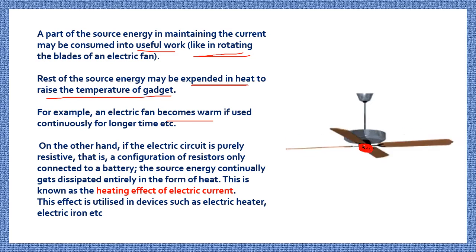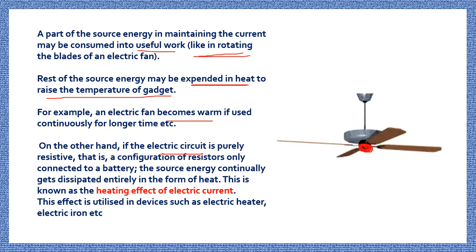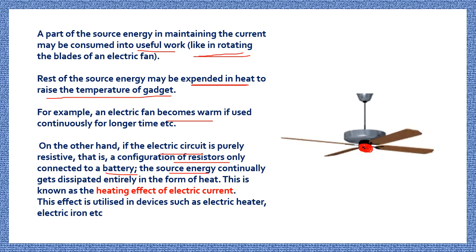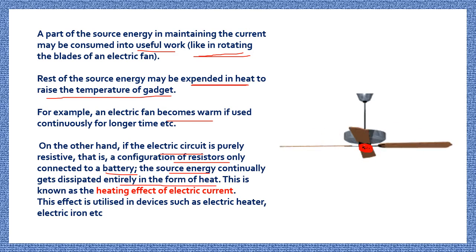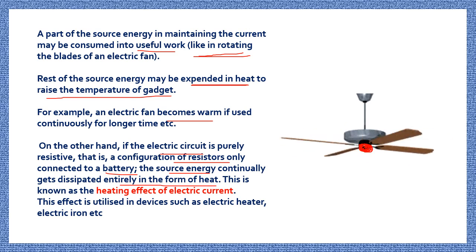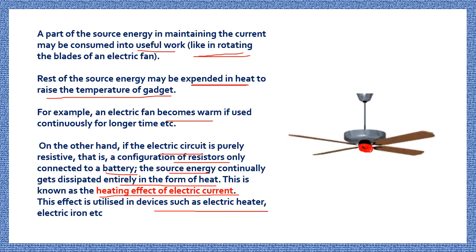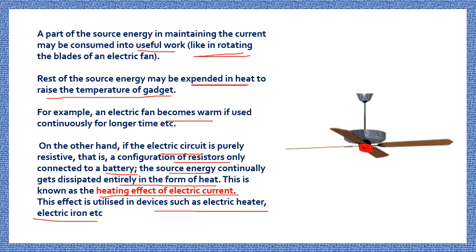Okay, on the other hand, if the electric circuit is purely resistive, means this is a configuration of resistors only connected to a battery, the source energy is continuously dissipated entirely in the form of heat, and that is known as the heating effect of electric current. And this effect is utilized in devices such as electric heater, electric iron, and others. Did you get my point?